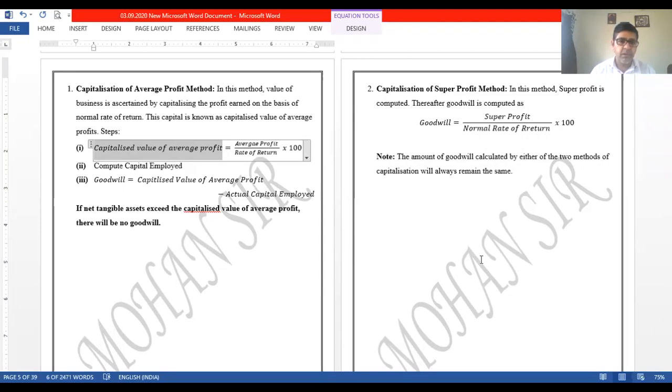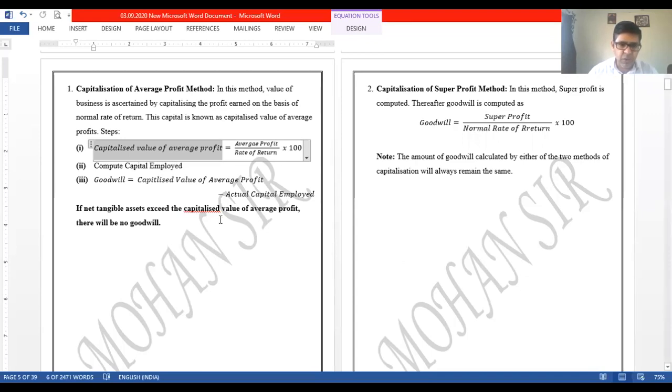I repeat, what is the capitalized value of average profit? With the help of this formula, I am trying to find out the capital employed based on the average profit. Otherwise, what we normally do is, based on capital employed, we find the normal profit. But here it is the reverse case. So based on average profit, I have to calculate the capitalized value, and that is nothing but the capital employed, right? So what should be the capital employed? That is what we come to know based on the average profit here.